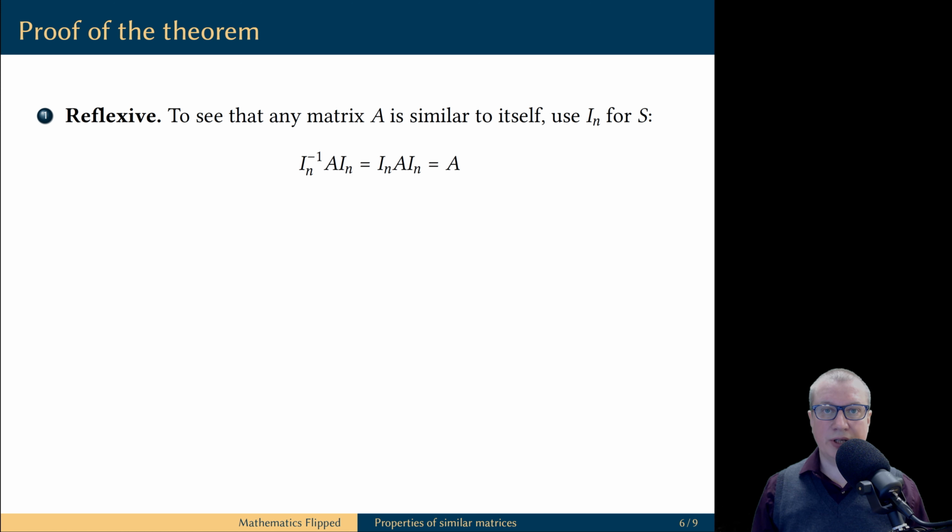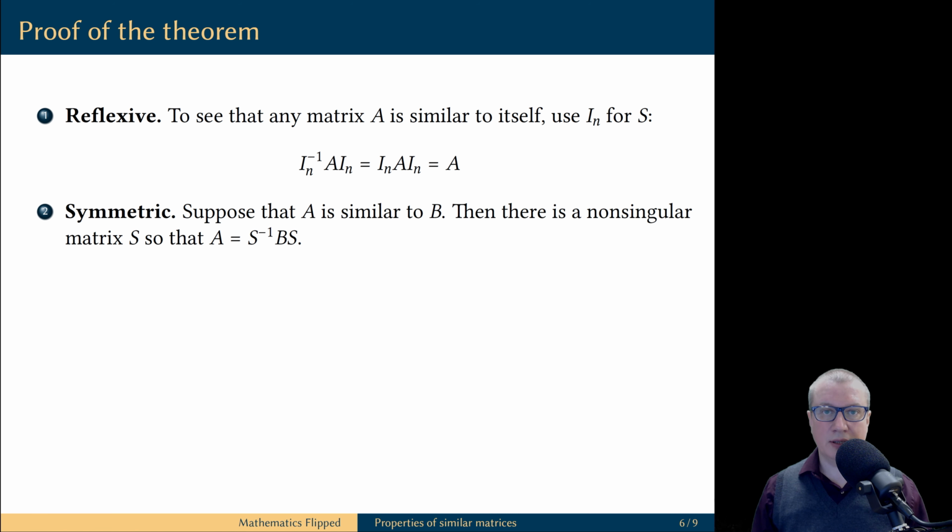First, let's prove that the relation of similarity is reflexive. To show that any square matrix A is similar to itself, we need to find a non-singular matrix S that performs this similarity transformation. But in this case, it is easy to see that it is the identity matrix that does the trick. Next, let's prove that the relation of similarity is symmetric.